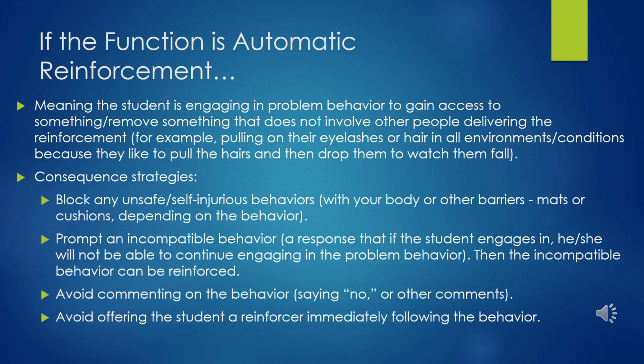You want to be very careful not to offer the student a reinforcer right after this behavior, because then they'll start to learn, oh, when I pull my eyelashes or pull my hair, then I get a lollipop or something. You don't want to do that. What you would want to do instead is block it, then offer the incompatible response. So have them do something else with their hands, then give the other reinforcer, like the lollipop or the stuffed animal that they can pull the fur on. So you have to put that break in there between the problem behavior and the reinforcement.